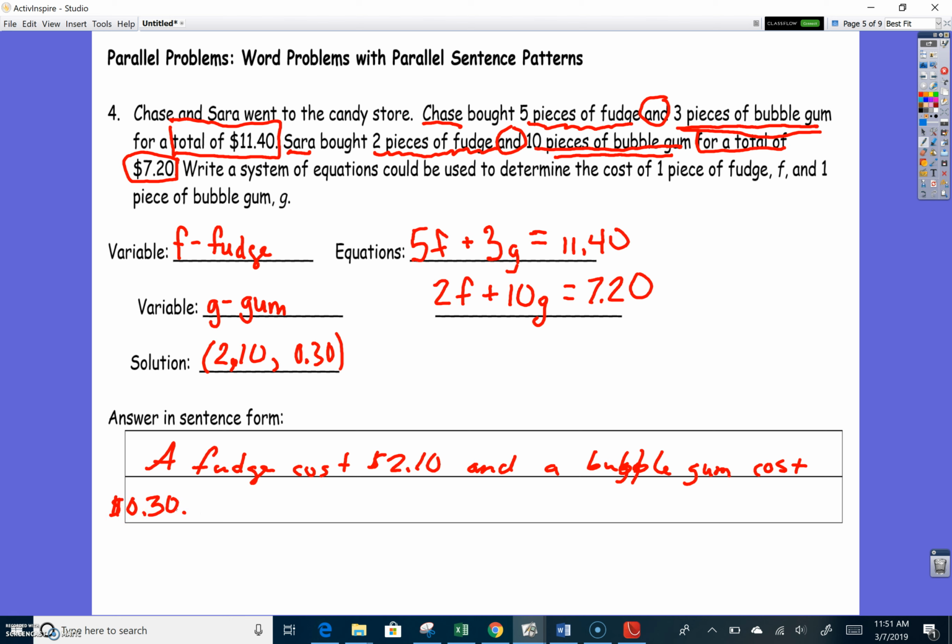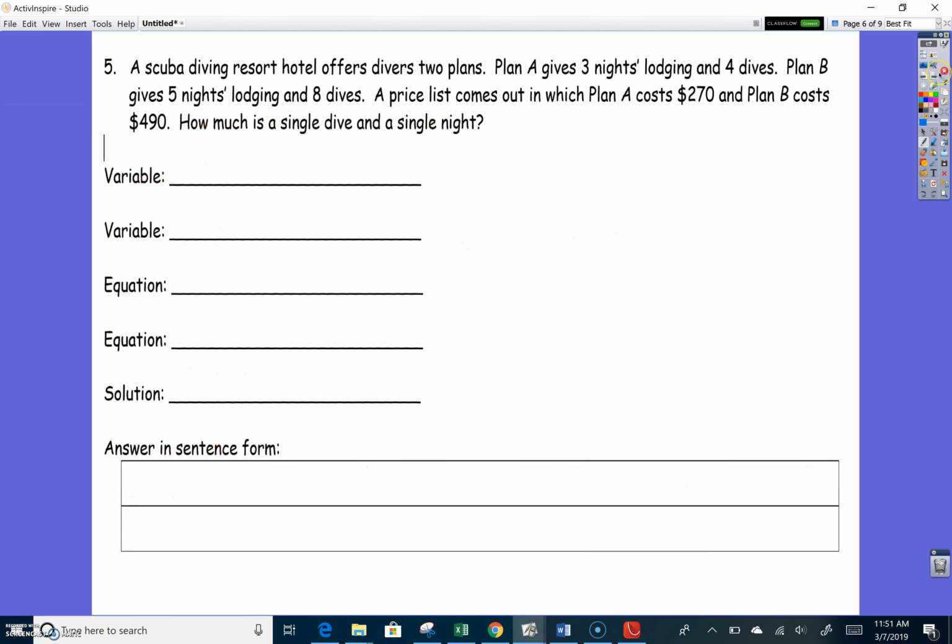Okay, I'm going to do one more example, okay? A scuba diving resort hotel offers divers 2 plans. Plan A gives 3 nights lodging and 4 dives. Plan B gives 5 nights of lodging and 8 dives. A price comes out in which Plan A costs $270 and Plan B costs $490.